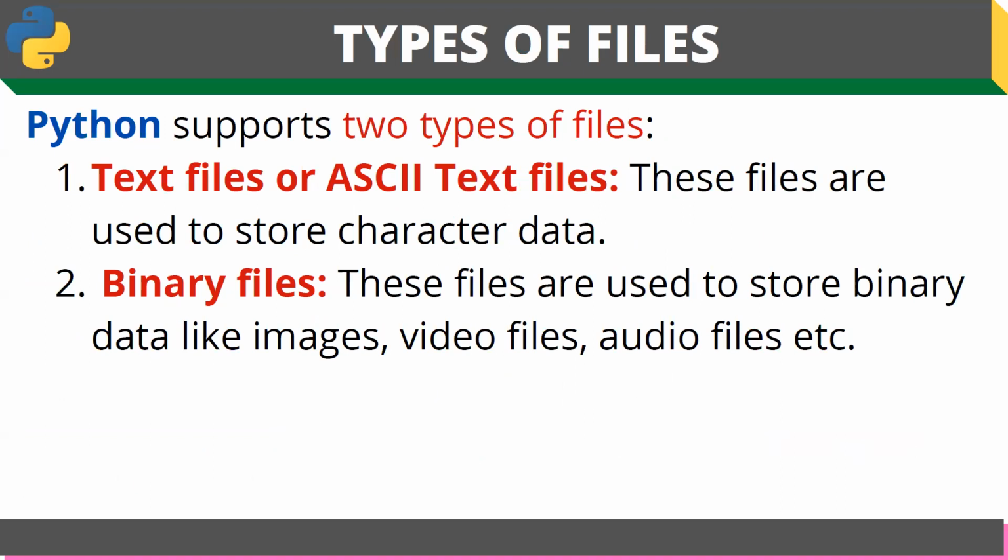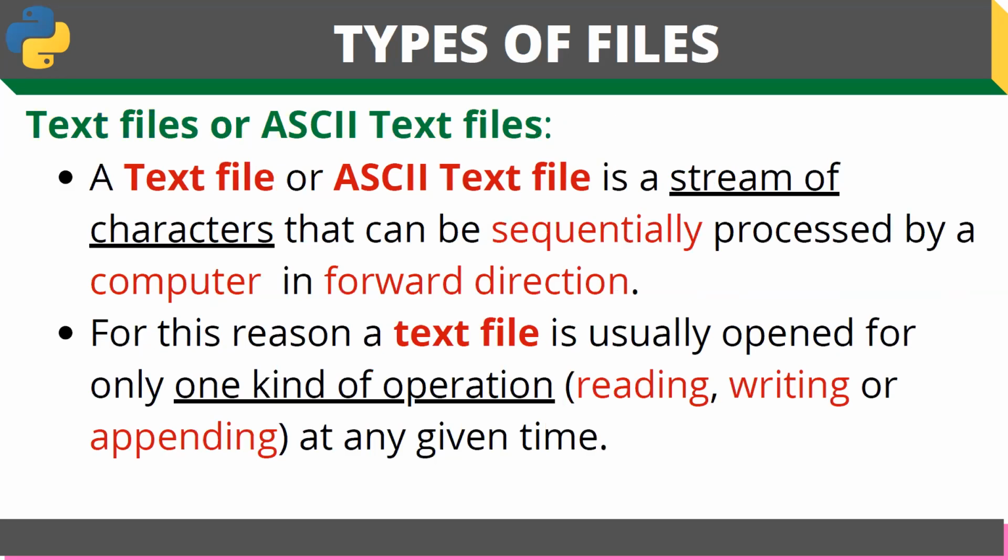Next, coming to the types of files. Python supports two types of files: text files, which are ASCII text files, and binary files. Text files are used to store character data. Binary files are used to store binary data like images, video files, and audio files, etc. First, we will discuss text files.